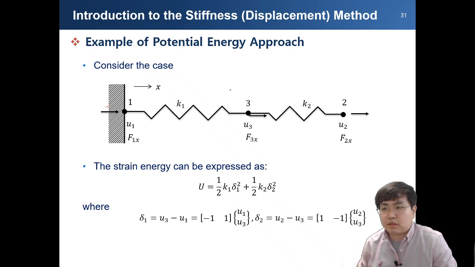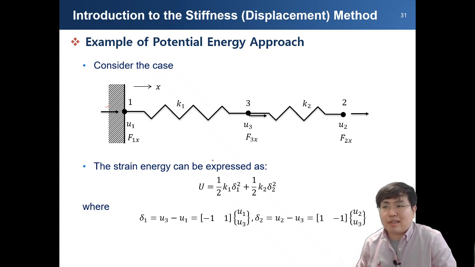The spring element constants are K1 and K2 in the first element and second element respectively. They also have the displacement variables U1, U3, and U2. F1x, F3x, F2x is the external force vector, and the internal strain energy can be expressed like this. We have two spring elements, so this spring will deform, and this spring will also deform.